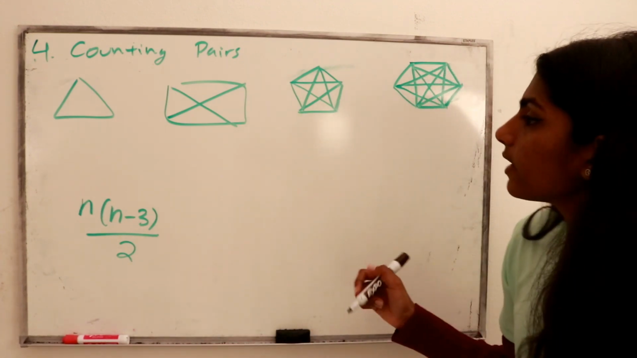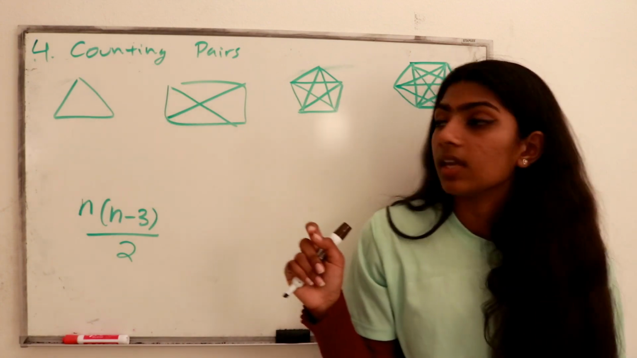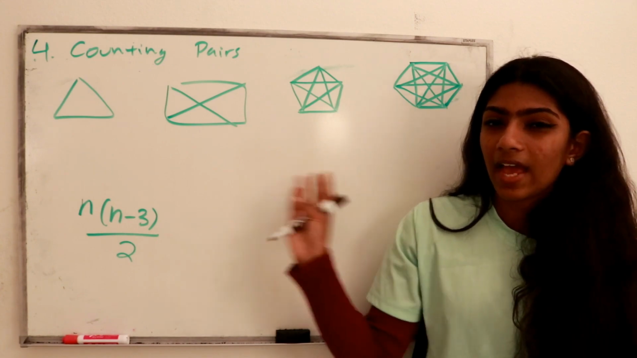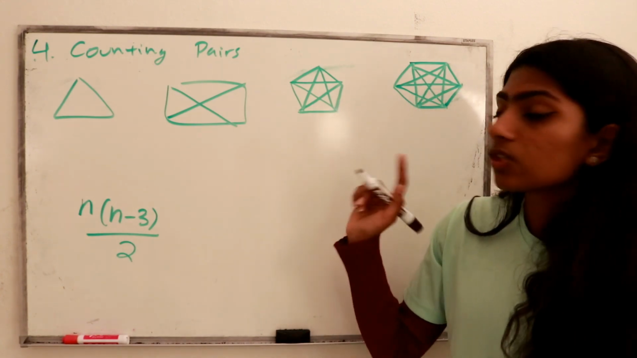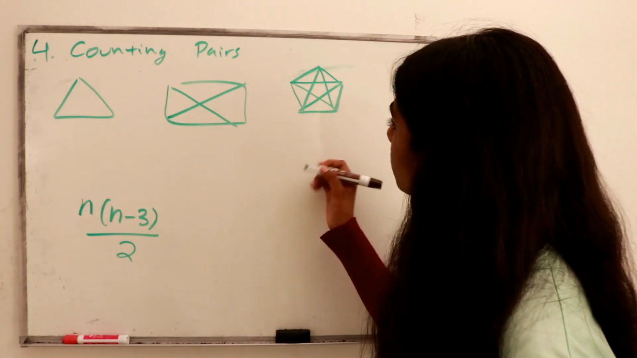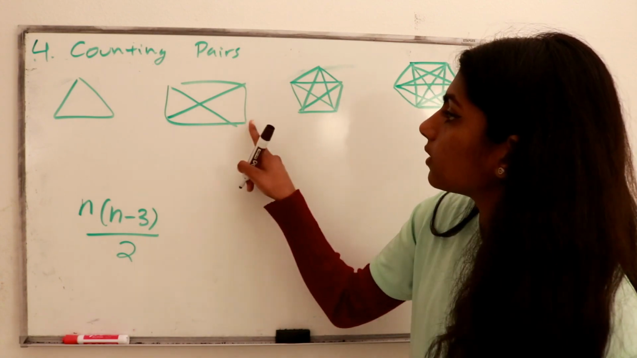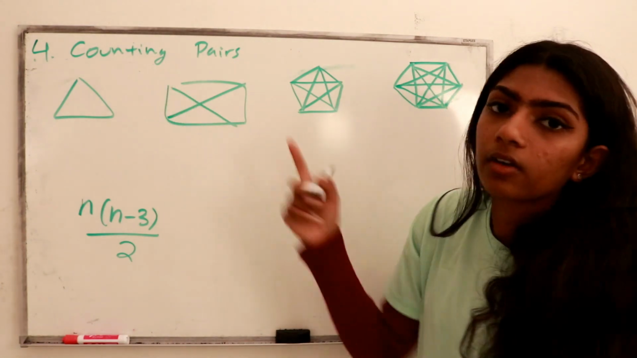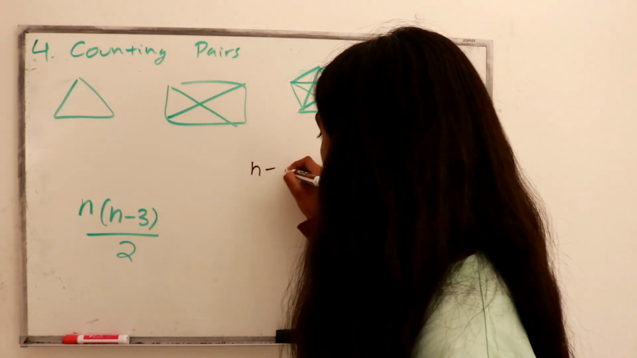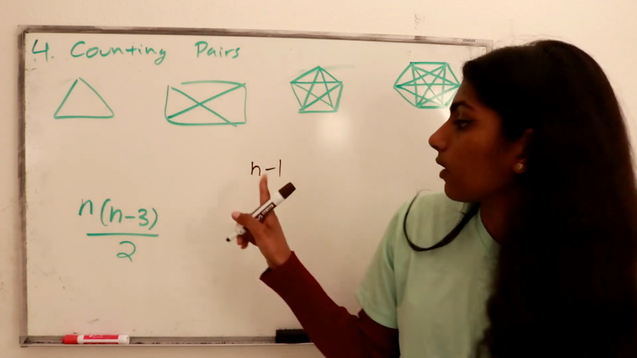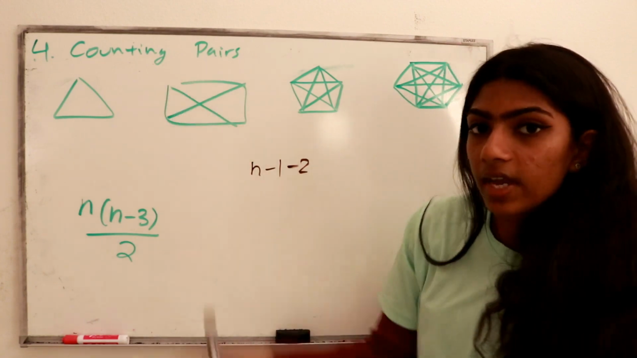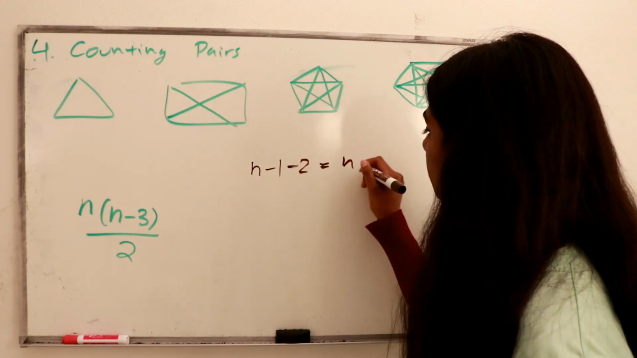And the way we figure this out is by saying that there are n vertices in a polygon, and each vertex is going to connect to n minus 1 vertices. But 2 of those vertices that it's connected to are going to be the sides of the polygon. So, as you can see right here, this diagonal is going to connect right here, but then 2 of these are going to be the sides, and we don't count those. So I'm going to say n minus 1, and then minus 2 because of the 2 sides that it's connecting, which is going to give us n minus 3.